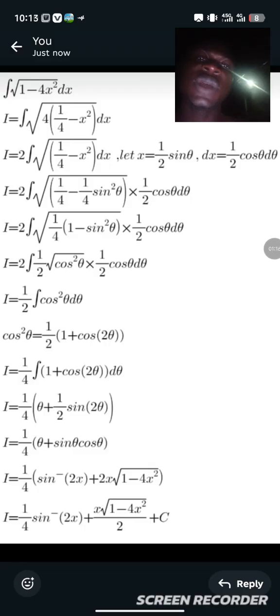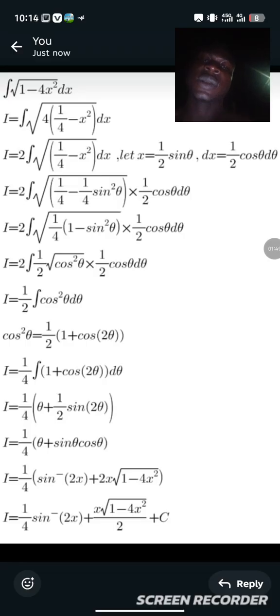First thing we are going to do here is factorize that 4. When you factorize the 4, you are going to have 4 into 1 over 4 minus x squared, dx. The square root of 4 is the same thing as 2, so you can bring that 2 outside, and you have 2 integral square root of 1 over 4 minus x squared dx.